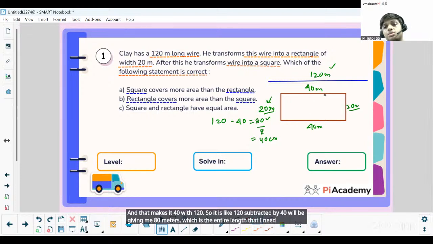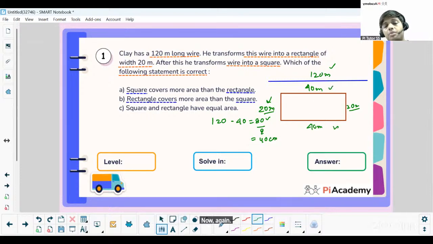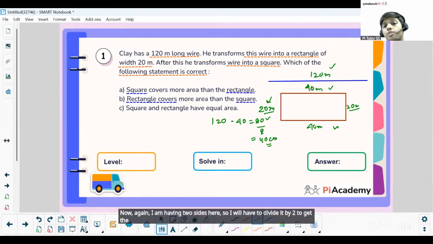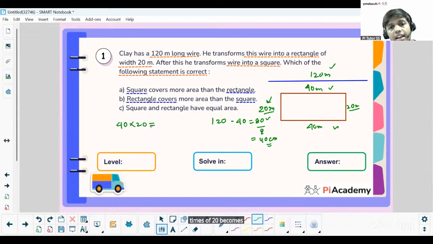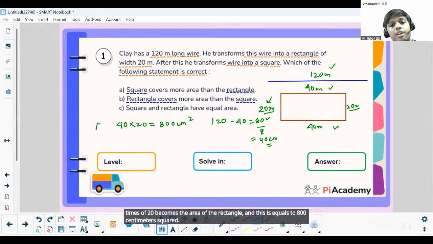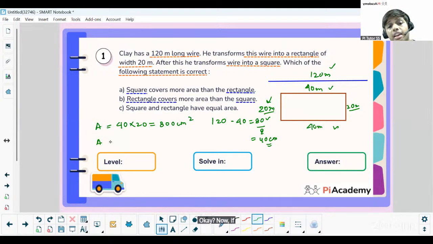Now, again, I am having two sides here, so I will have to divide it by 2 to get the final value of the length of the rectangle as well. So this becomes 40 times 20, which is the area of the rectangle, and this equals 800 meters square. Okay.